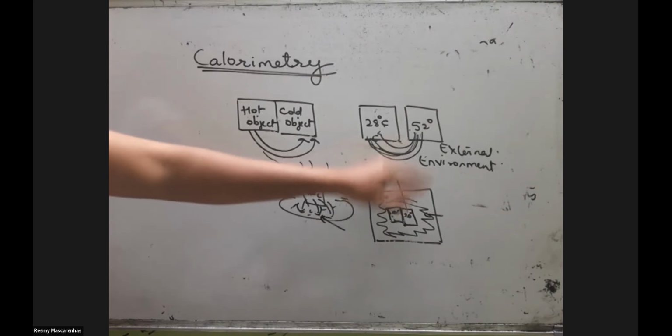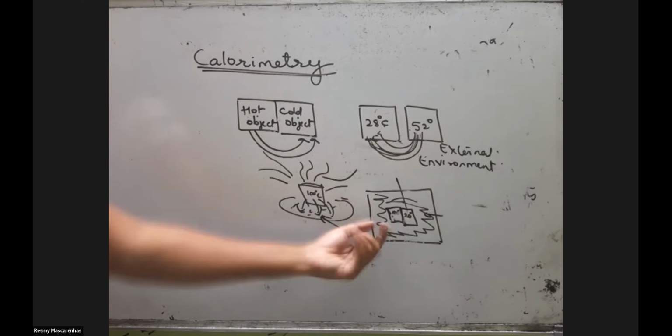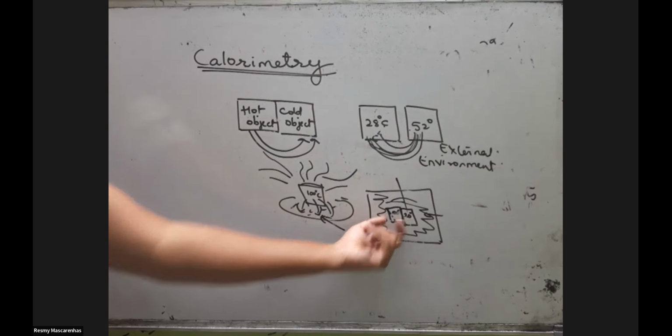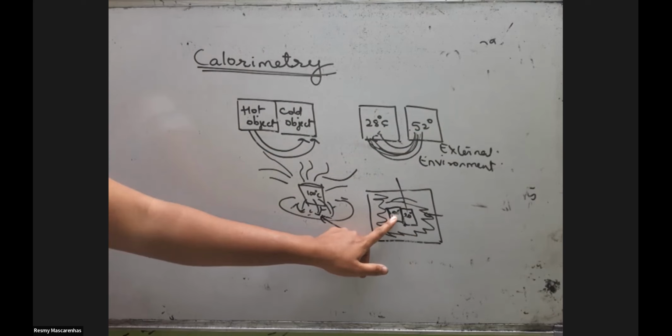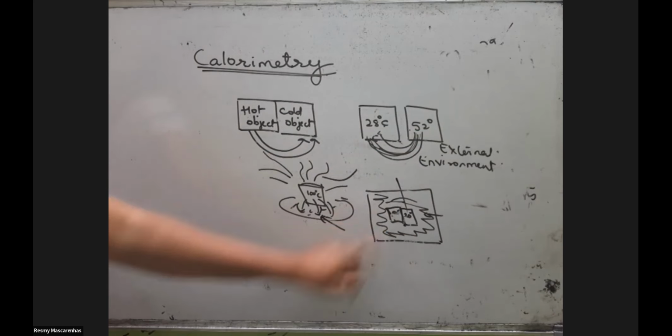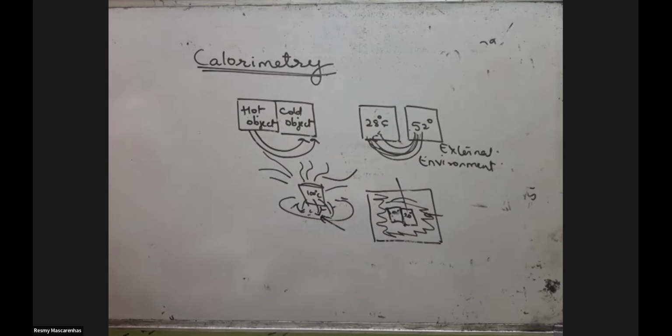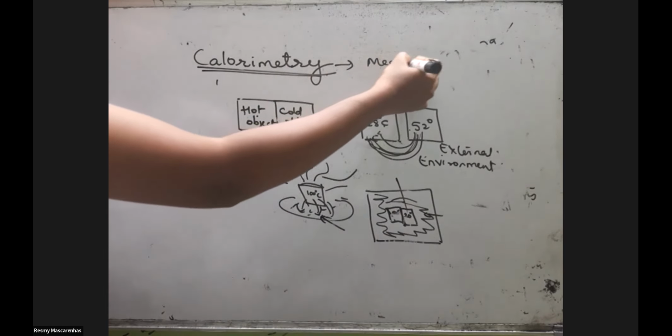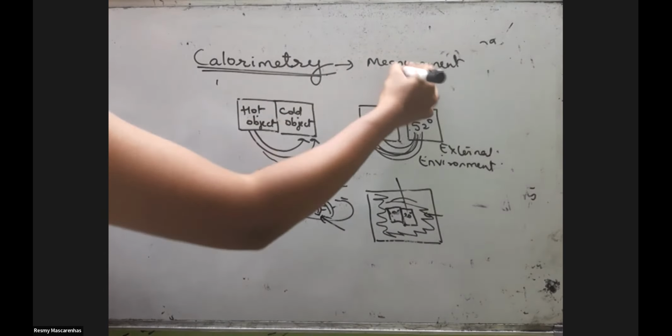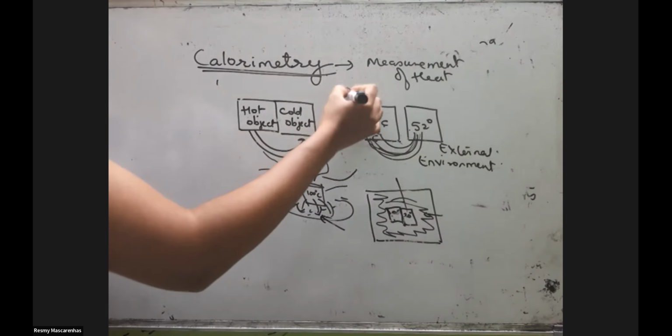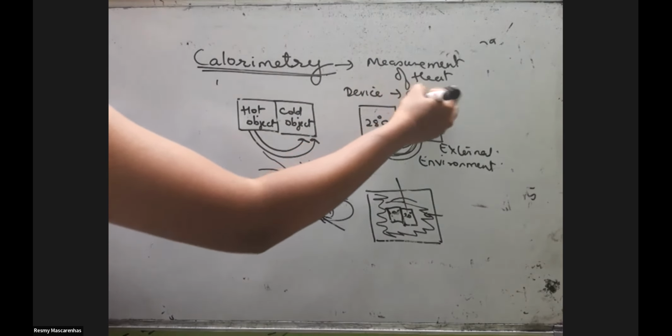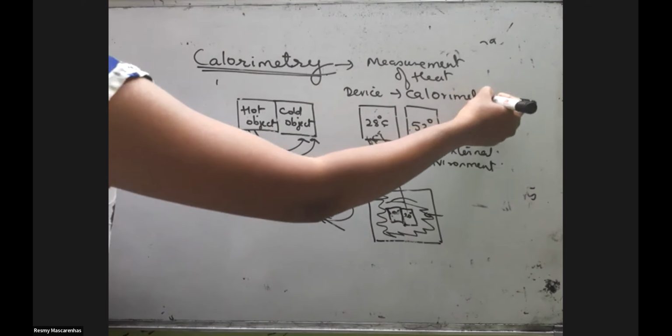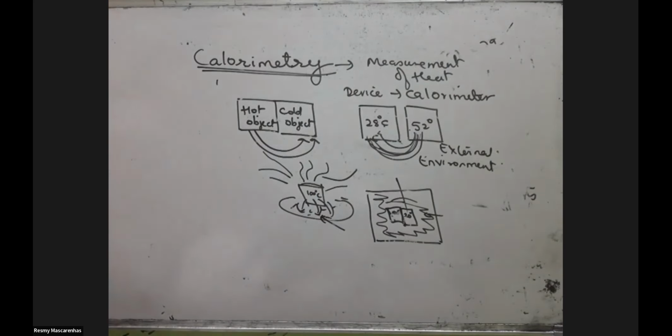The transfer should not go to the external environment, should be within this much only. Then you can get the exact readings of how much heat has been transferred. So for that we normally use a device called a calorimeter. This also is nothing but measurement of heat only, and the device used is the calorimeter. I'll just show you the diagram of it, how it looks like. I'll just share the slide.